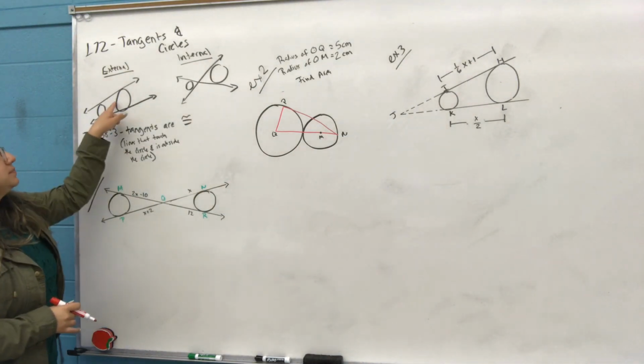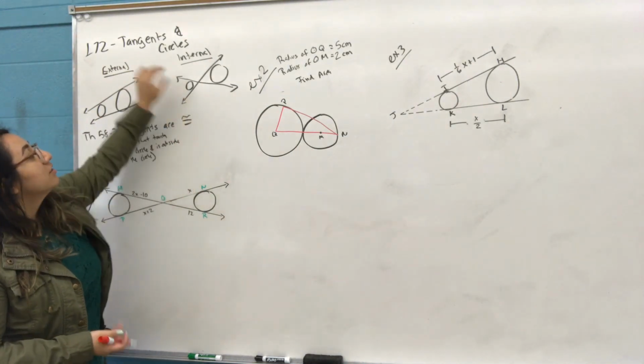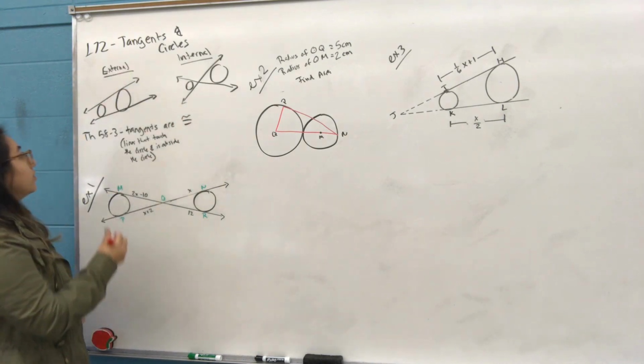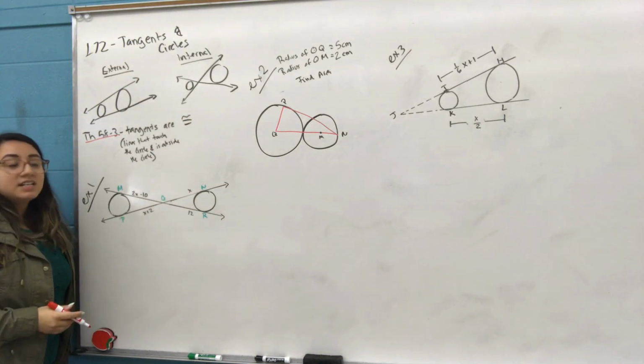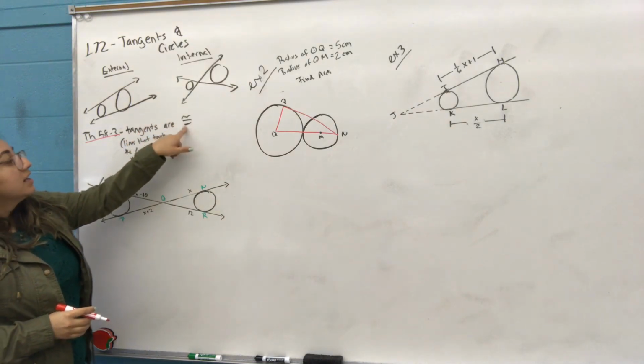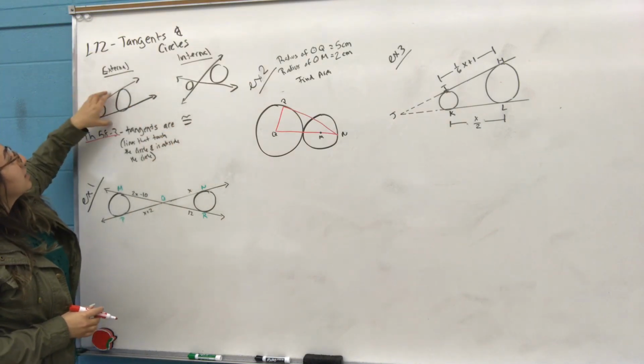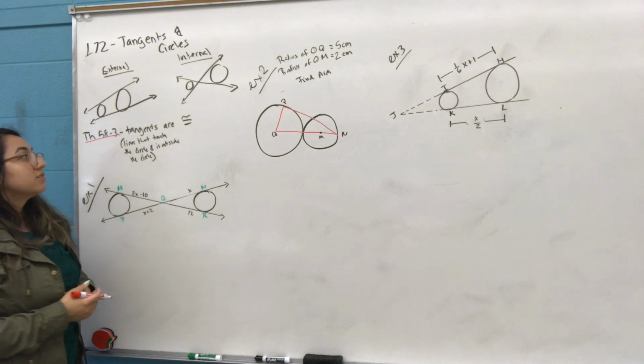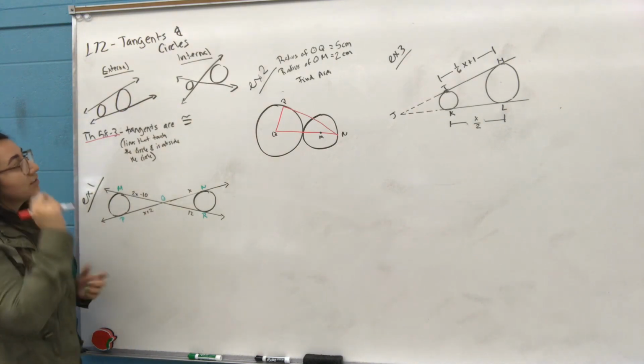Here we have two types. We have external, they're on the outside. Internal, they're kind of crisscrossing. And according to the theorem of this lesson, it says tangents are congruent. So here, if it's these two type of cases, those tangents are congruent, meaning they are the same length.